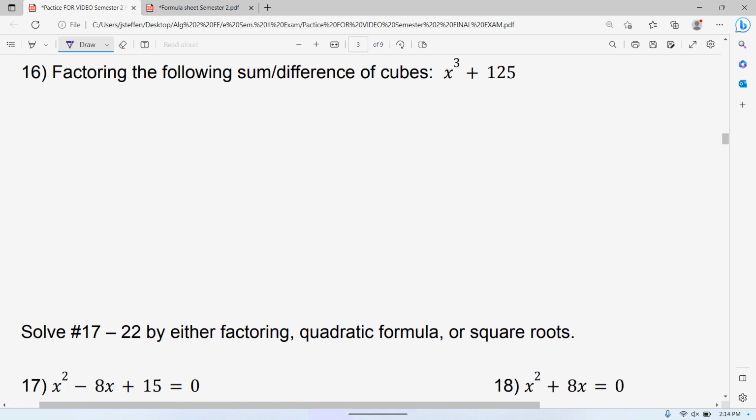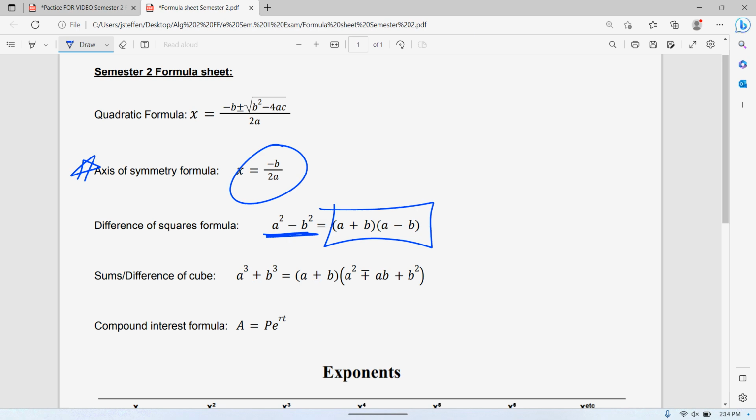Factor the sum of different terms. Again, what number to the third is x to the third? That's x. What number to the third is 125? That is 5. So that's your A and B. Your A is x, your B is 5. And then again, you can follow this formula. So that A and B is what you got from here. That's the whole first part of this.